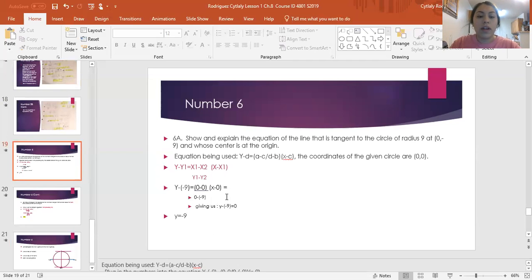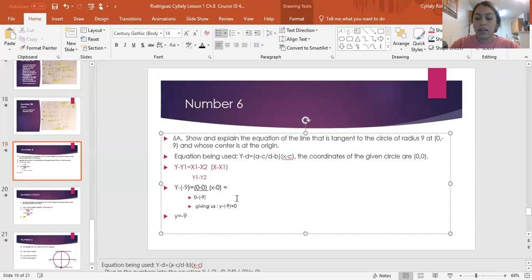So then we get y by itself, so we do plus 9 on each side. So we do plus 9 like that. And then that cancels out because it's adding 9 to each side. So we get y equals -9.